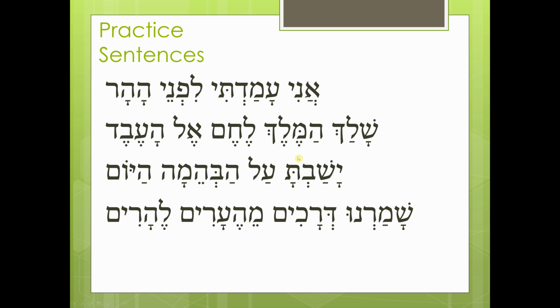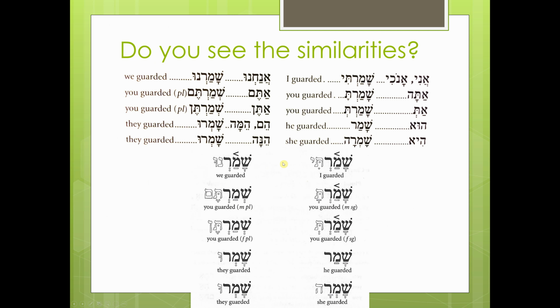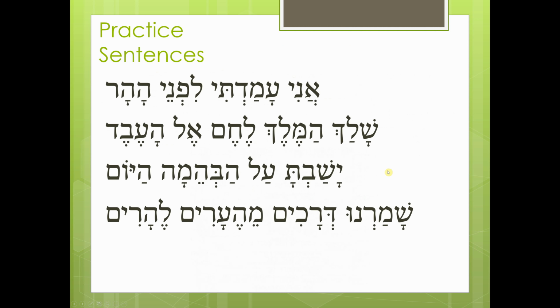So here's another question for you, another little quiz before we move on. How would you parse this out? Yashavta. Is it first, second, or third person? Remember the clue that I told you. T's are twos. This is second person. Happens to be masculine singular. Look. You guarded, masculine singular. Same ending. You, in this case, it's you dwelled or you sat. Sat is probably the better one.